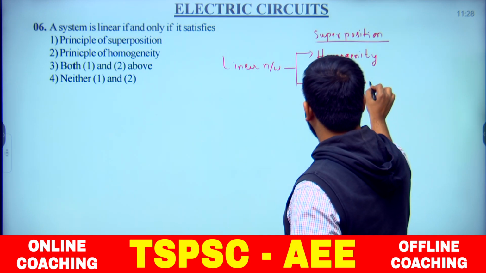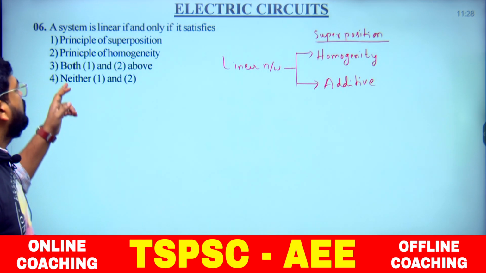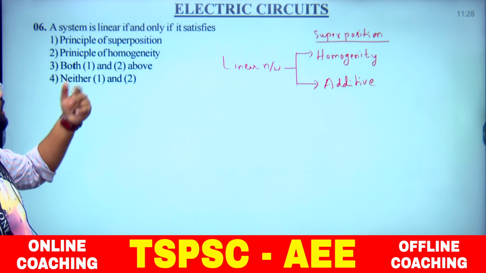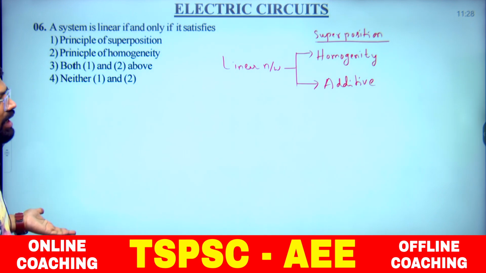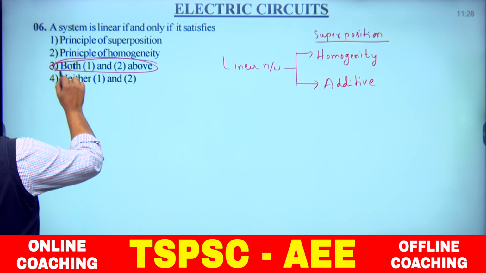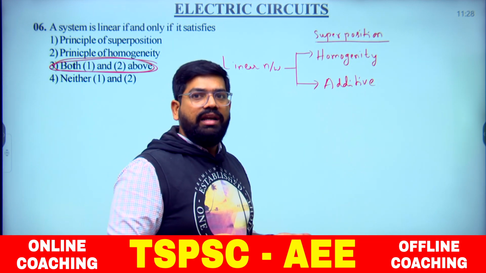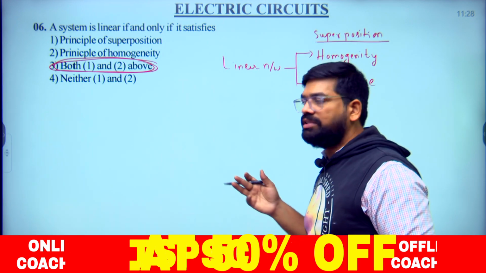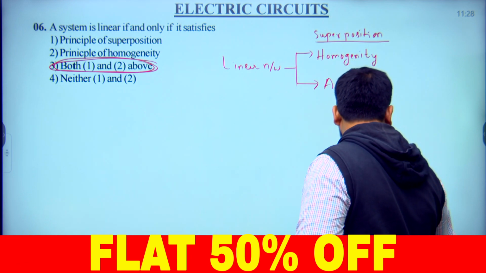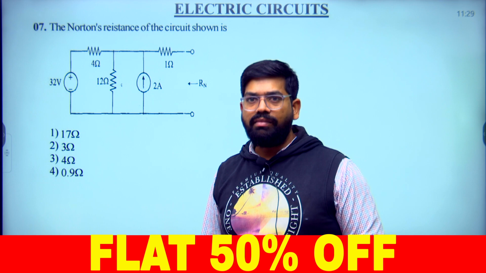But here in the options, the principle of superposition and the principle of homogeneity only are given. So you have to select both. Whenever both are satisfied, then that particular network or system is definitely a linear network. So based on the options we have to choose the third option here. Now, move on to the next question.